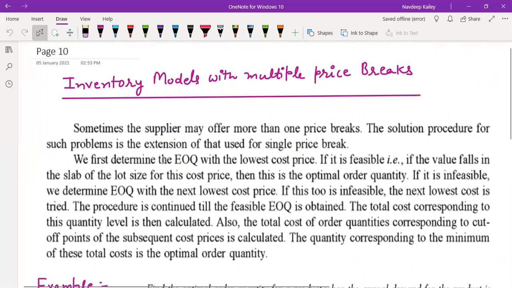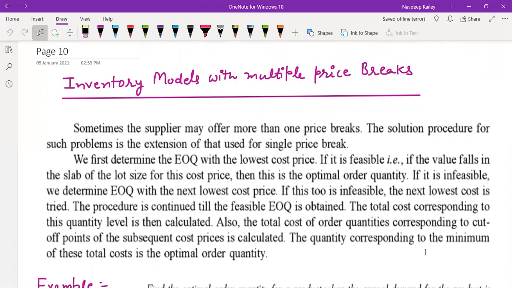That is, we first determine the economic order quantity with the lowest cost price. If it is feasible, that is, if the value falls in the slab of the lot size for this cost price, then this is the optimal order quantity. If it is infeasible, we determine economic order quantity with the next lowest cost price. If this too is infeasible, the next lowest cost is tried. The procedure is continued till the feasible economic order quantity is obtained. The total cost corresponding to this quantity level is then calculated. Also, the total cost of order quantities corresponding to cutoff points of the subsequent cost prices is calculated. The quantity corresponding to the minimum of these total costs is the optimal order quantity.